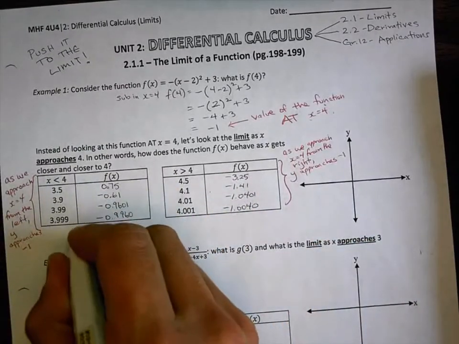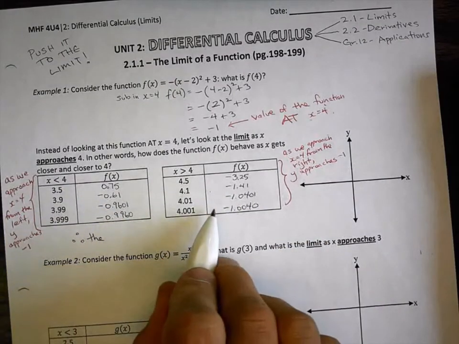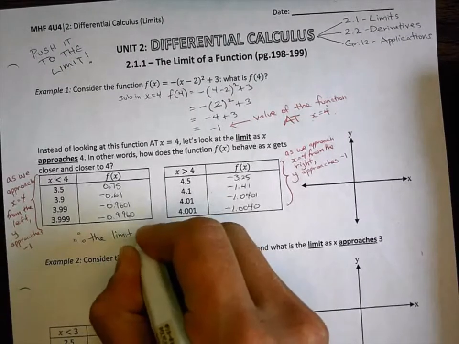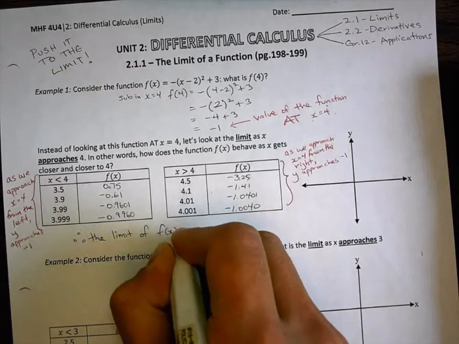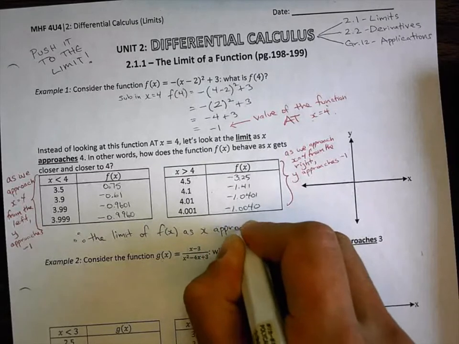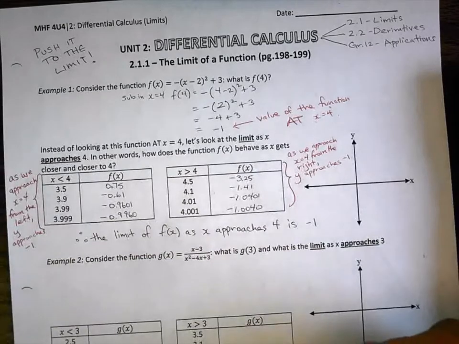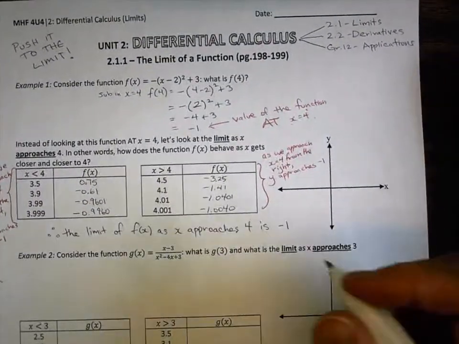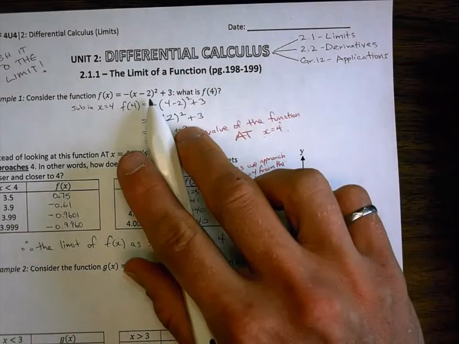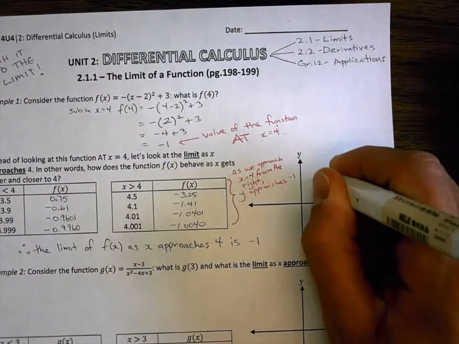So we would say, therefore, because from the left and the right they both seem to approach negative 1, the limit of f of x as x approaches 4 is negative 1. And let me just try to hammer this home. Let me graph this. So this was a quadratic opening down with vertex (2, 3).